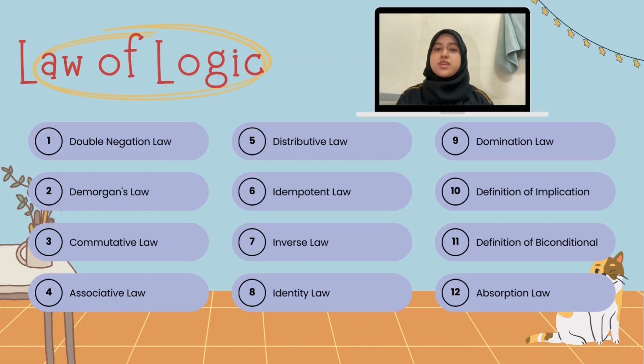There are 12 different types of law of logic, which are double negation law, De Morgan's law, commutative law, associative law, distributive law, idempotent law, inverse law, identity law, domination law, definition of implication, definition of biconditional, and absorption law.